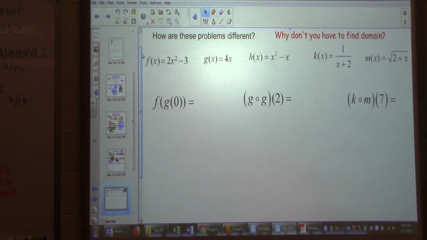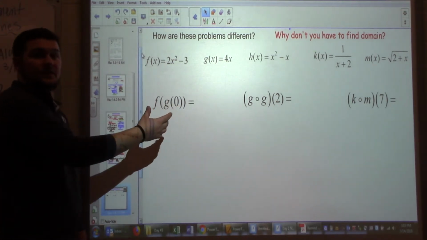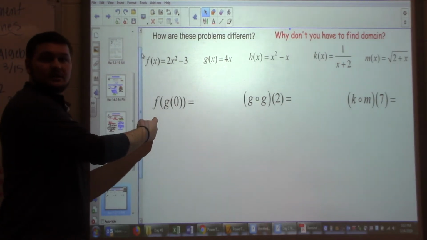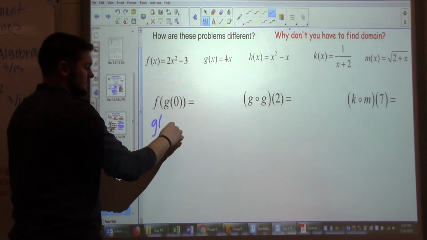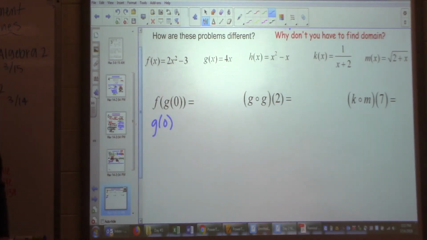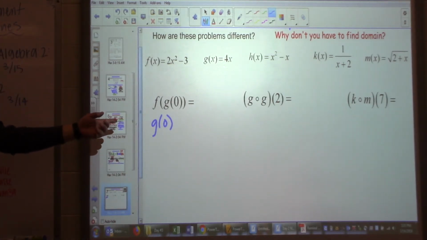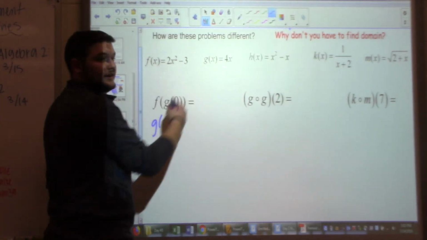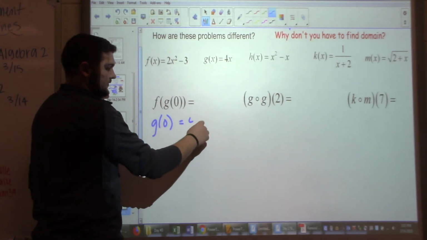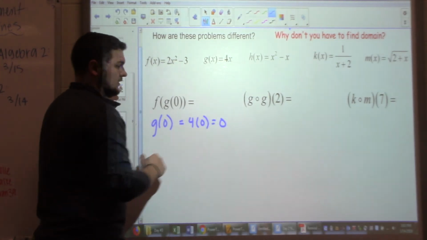So all I'm going to do now is work inside out. We've done things like this before. Work inside out. If I wrote g of 0, could you do that? What would you do? Substitute 0 in for x in that g function. So, 4 times 0 is 0.